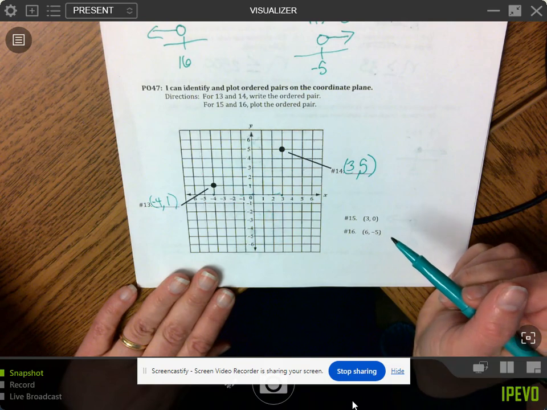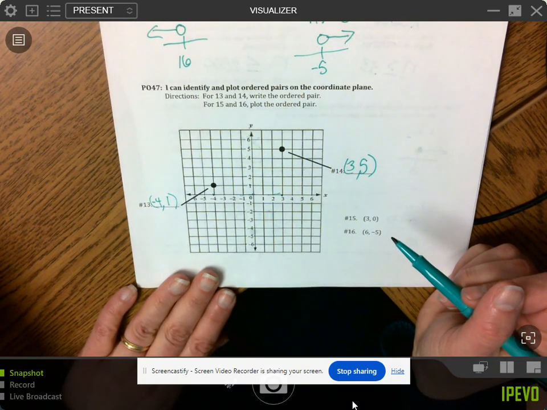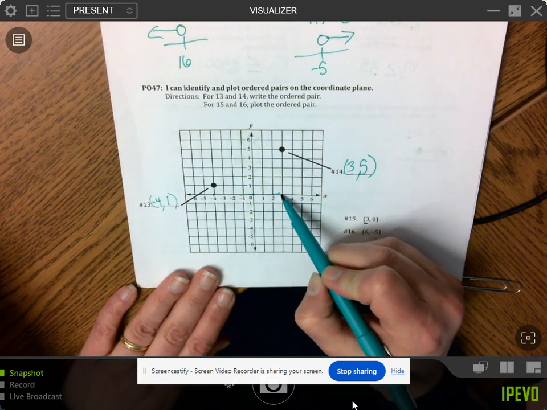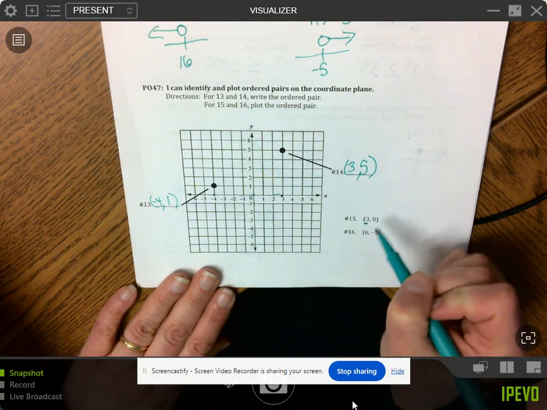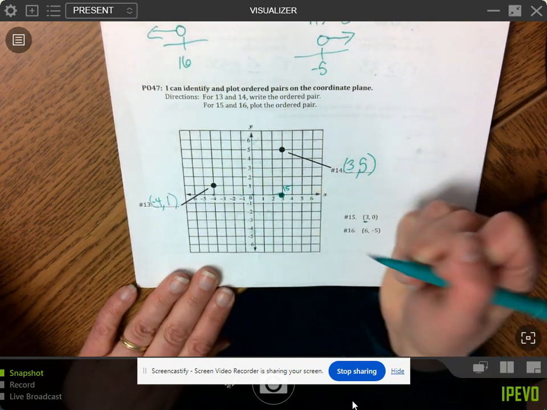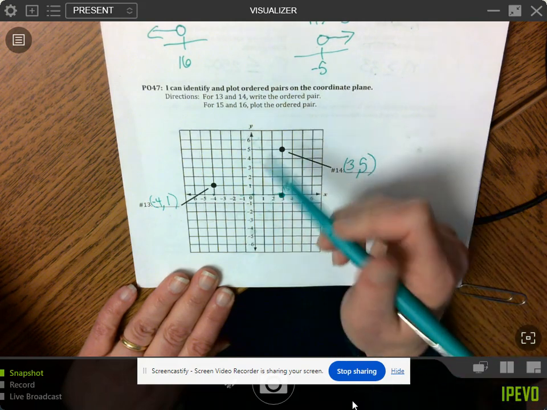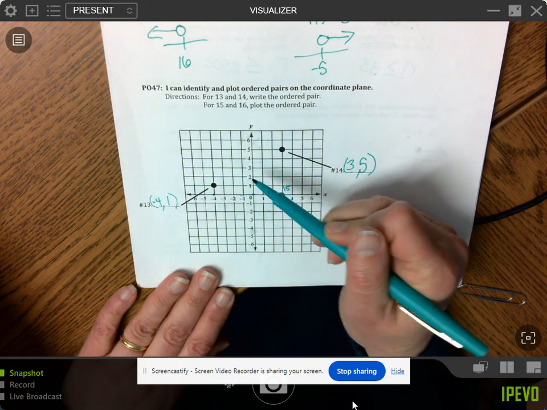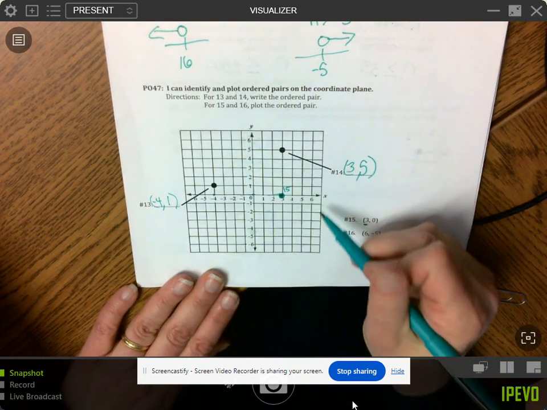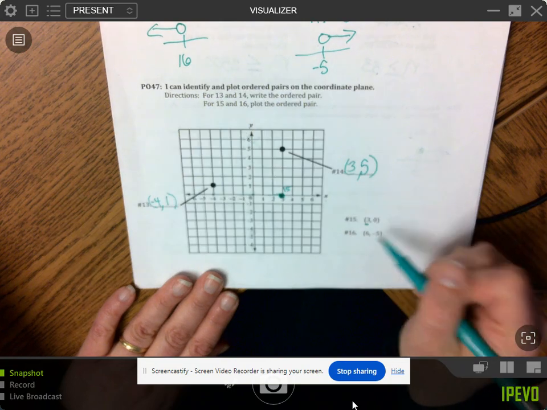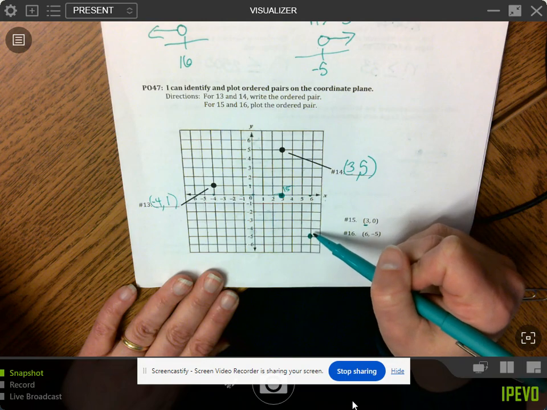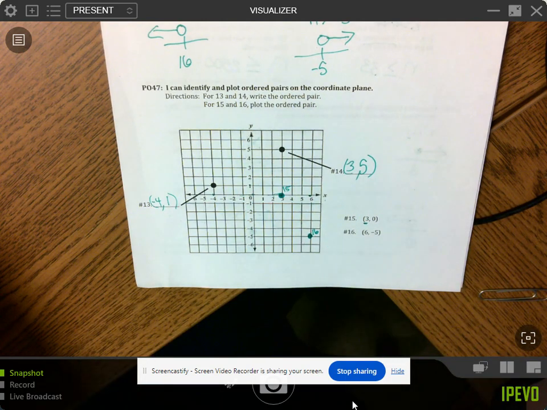Number 15 gave a lot of people problems. Remember, you always do the x first. So if I'm doing x first, I'm coming over to my 3. My y is a 0, so I don't go up at all. That is my number 15. I had a lot of people putting it up here. You got to do the x first. X has a 3, so you got to move over to that 3 on the x line. Number 16, I come over to my 6 for the x, and then I go down to negative 5. Any questions on this objective?